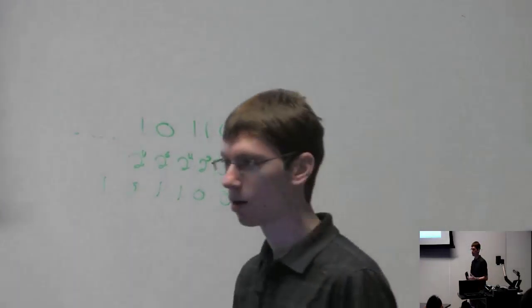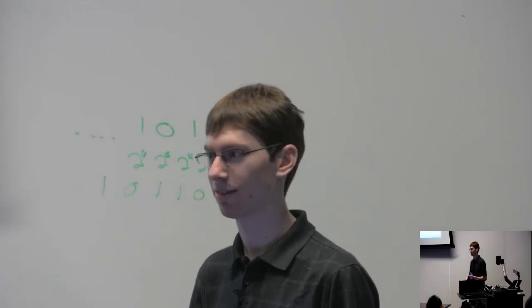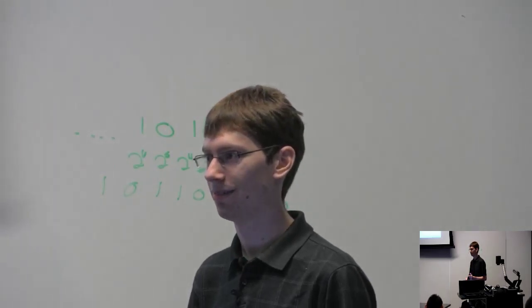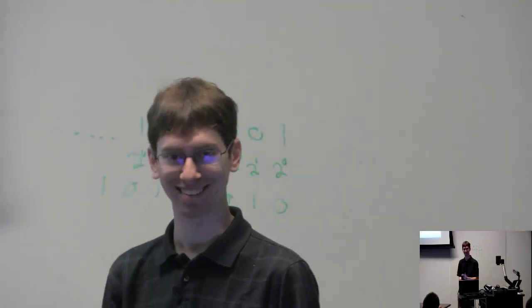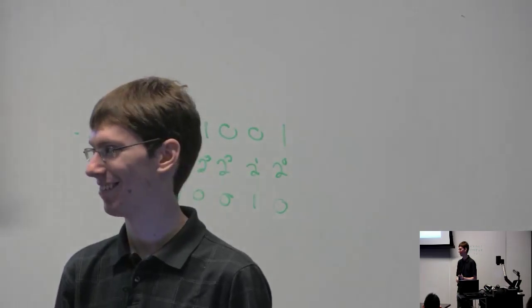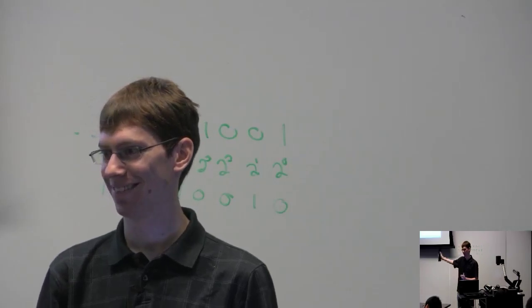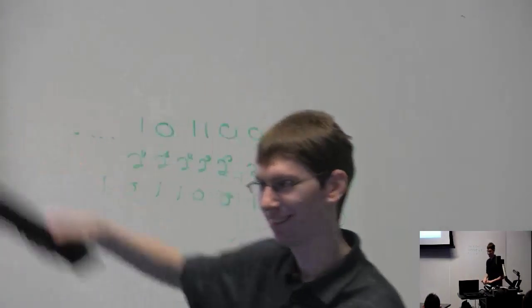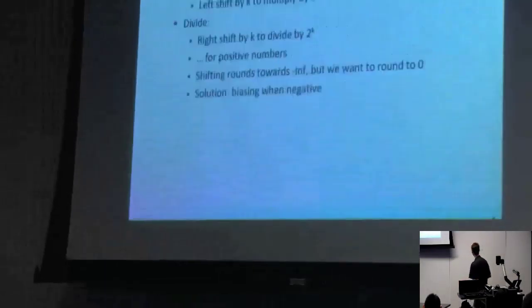But what about negative numbers? What's the problem with negative numbers? This is on the slide, so if you don't remember, you can read it and then tell me. What's the problem with negative numbers? It's going to round towards negative infinity, but we want the division to round towards zero, right?